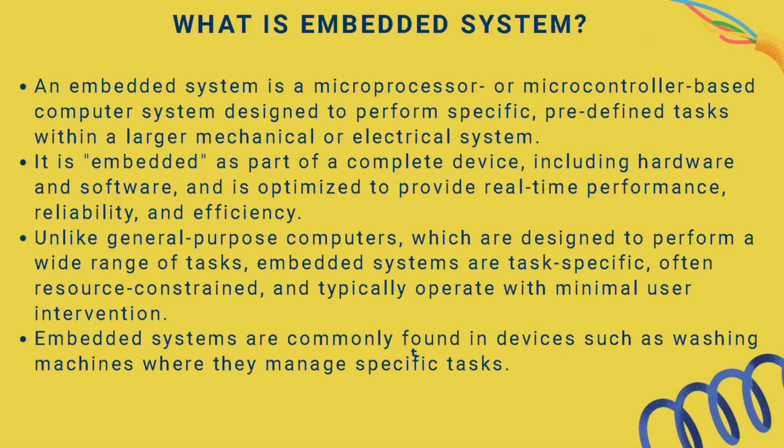And unlike other general purpose computers that are designed to perform a wide range of tasks, these embedded systems are very task specific and are often resource constrained and typically operate with minimal user intervention. So these embedded systems are very commonly found in devices such as washing machines, where they manage very specific tasks.